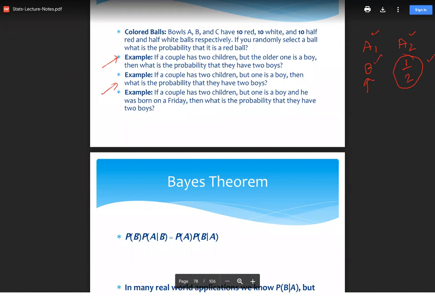A couple has 2 children, but one is a boy. Unlike the other one, it says the older one is a boy. Do you see the difference? It's more of a wording problem. The older one is a boy versus one is a boy. If the older one is a boy, the first one is a boy for sure. But the second one then will not have any influence from the first one being a boy. If they already have a boy, that does not influence whether they're going to have a boy or a girl next time.